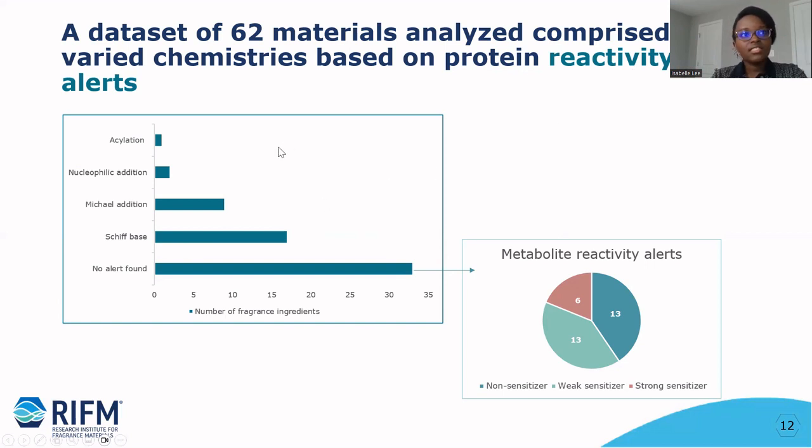The good thing about the 62 materials is that we had the same distributions of the reactivity alerts as you'd see within other fragrance ingredients. So you have the Michael addition, Schiff base, and you have a lot of the other materials that didn't have any reactivity alerts. However, when you looked at their metabolites, you see that a number of them had been predicted to be weak sensitizers or strong sensitizers, and still a number were non-sensitizers. So this was a great subset of materials to move forward with anyway.